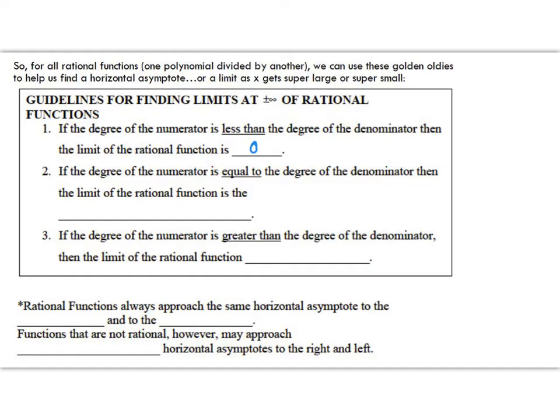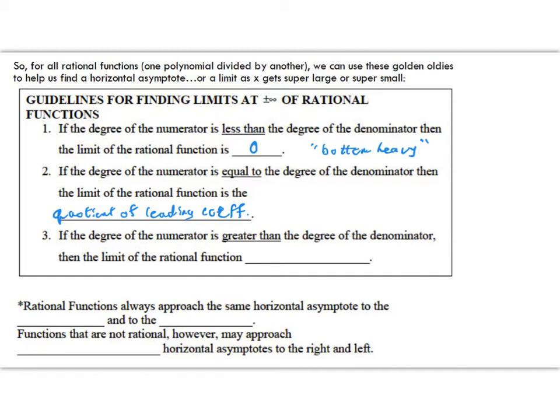It's sort of like the function is bottom heavy, so to speak. And if the degree of the numerator is equal to the degree of the denominator, then the limit is going to be the quotient of leading coefficients. And you'll probably remember doing that once we hit the example here in a second.